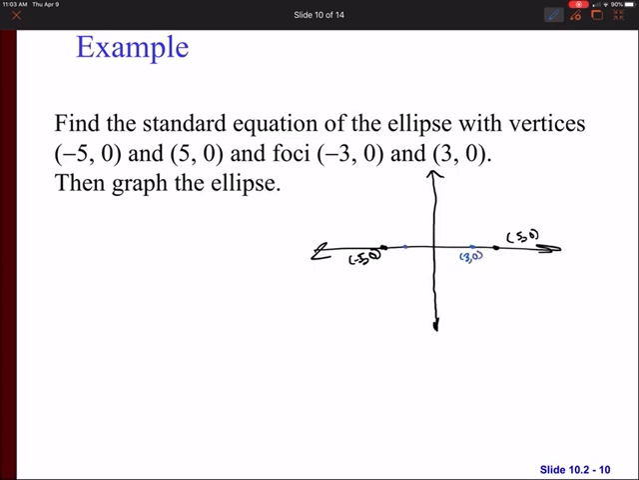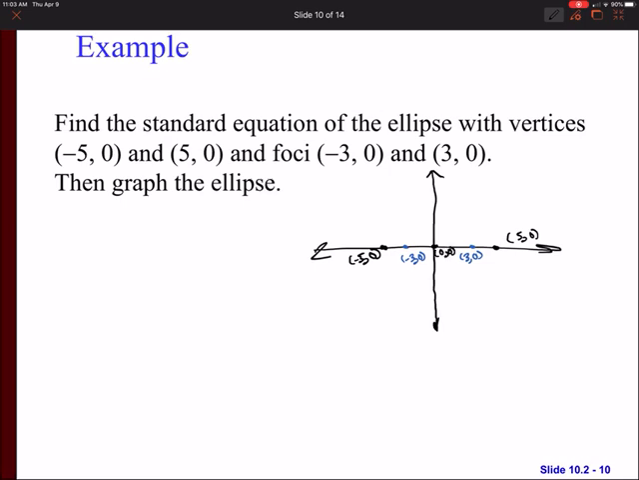And left 3 units, there's the other focus, (-3, 0). Now with that said, the midpoint of those is the center. So there's the center of the ellipse. The major axis runs through all those points, so we're centered at the origin, (0, 0).